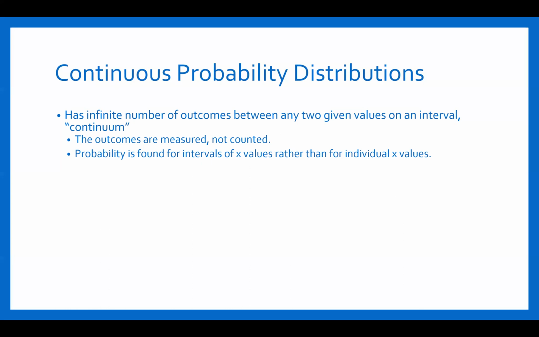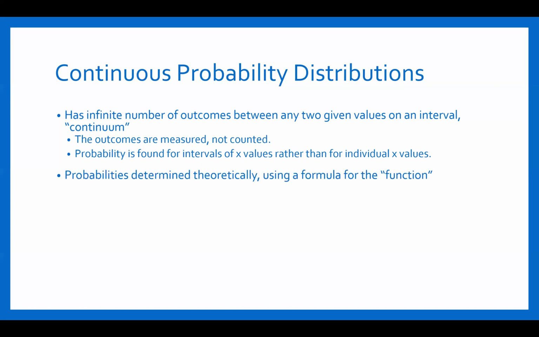Typically, the outcomes for a continuous probability distribution are measured. You're using a ruler, a scale to do weight, a clock to do time. They're measured, not counted. And we're looking for the probability over a particular interval or group of values rather than a single individual value, like we did with the binomial when we had x is 15 or fewer than 8.